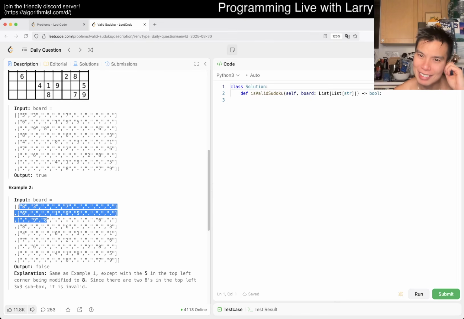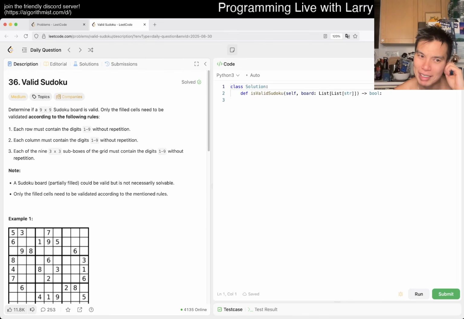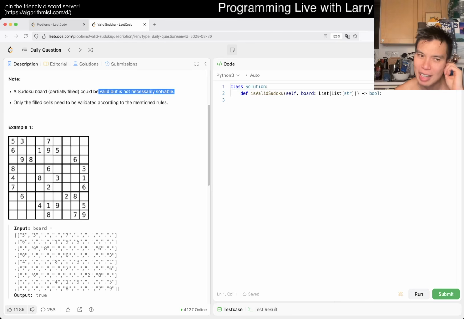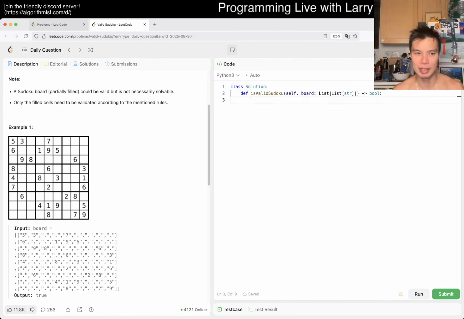So what makes it invalid, right? It could be valid, but not necessarily solvable. Yeah, that's what I was going to say. Then it's just that nothing repeats, right? So we can just put everything together. So we have R is equal to the length of the board. It'll be 9 by 9, but I just like to write it this way in general.